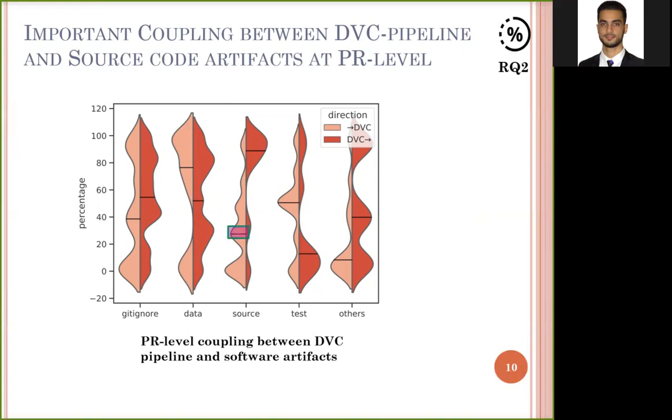As we see here, 1 out of 4 pull requests changing source code require a change to DVC files, and 1 out of 2 pull requests changing tests require changes to DVC pipeline files. And there are 80% of cases where a changed data file requires a change to DVC pipeline files inside the pull request.